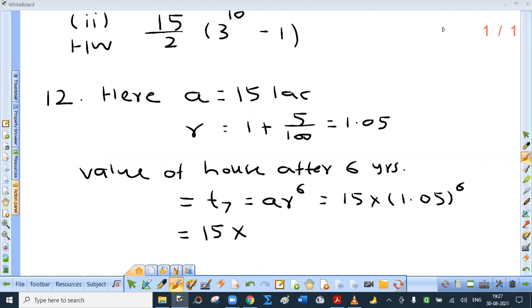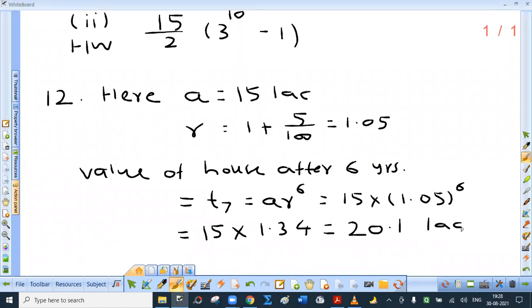So what is the value of the house after 6 years? It is not T6. After 6 years, so T7, that is A R raised to 7 minus 1, that is A R raised to 6. Now 1.05 raised to 6 is given to be 1.34. So tell me the product. 20.1 lakh. Don't say L-A-C-K, L-A-C. So 20.1 lakh rupees.